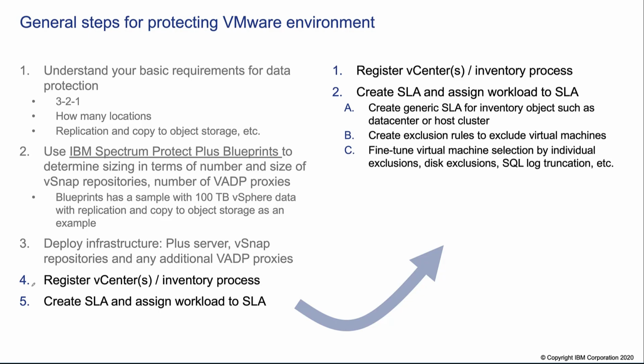So we're going to be looking specifically at, again, registering the vCenter, creating the SLA, and we're going to approach it just like we approached that view of the last slide I put up. We're going to think about creating a generic policy that's going to protect a vast majority of our estate, and we might be doing that at a data center or host cluster level. And then we're going to talk about how to manage those exceptions, how to create exclusion rules, how to fine-tune virtual machine selection through the policy. And then we're going to talk about configuring the VADP proxy.